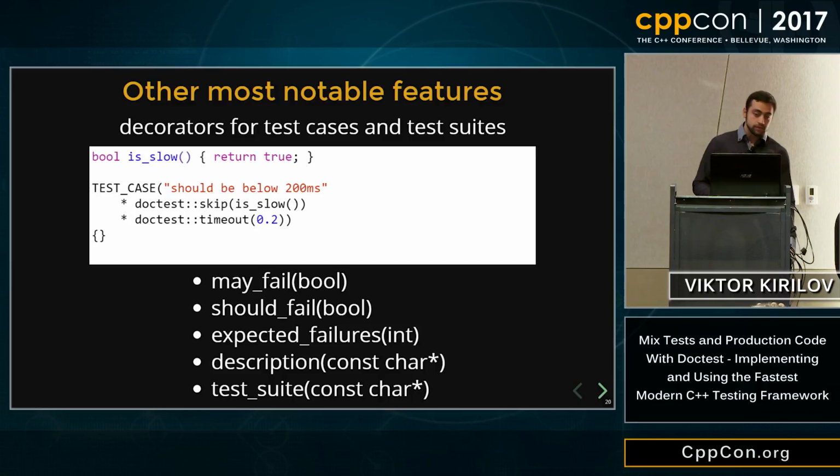There are also decorators. In this case, we can tell that this test case should be marked as skipped if some function returns true, or we can tell doctest to mark it as failed if it takes more than 200 milliseconds. There are other decorators as well.